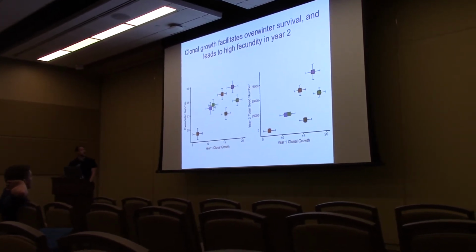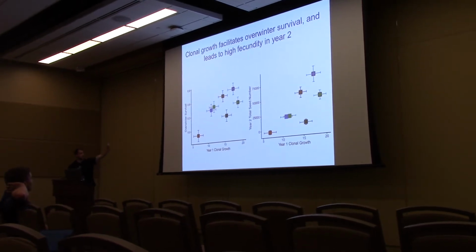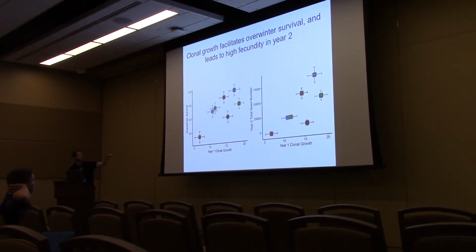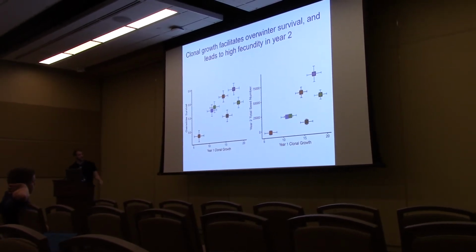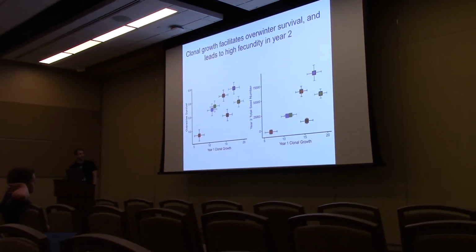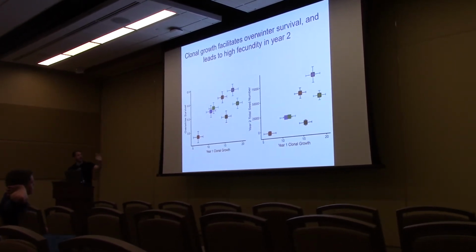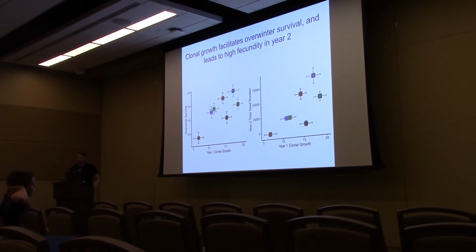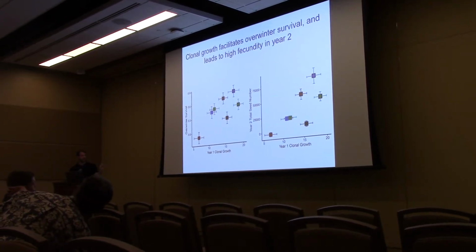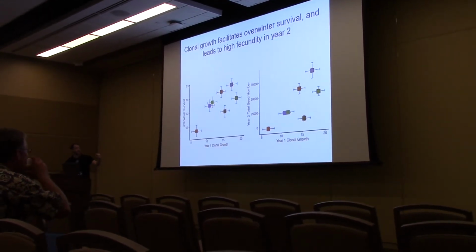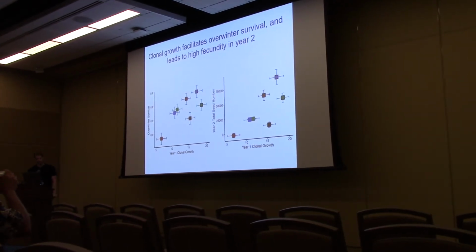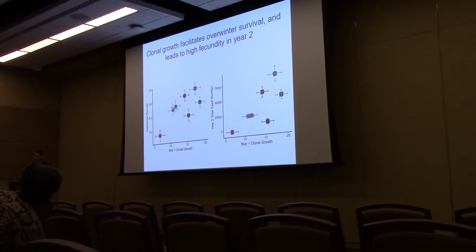And so clonal growth in year 1, shown on the bottom of both axes here on the X, is related to overwinter survival. So investment in year 1 into clonal growth facilitates higher overwinter survival rates, and it also facilitates higher seed number in year 2. And data that we just got in last week from this last field season also show a similar pattern. So individual genotypes that have high clonal growth in year 1 also have high clonal growth in year 2.